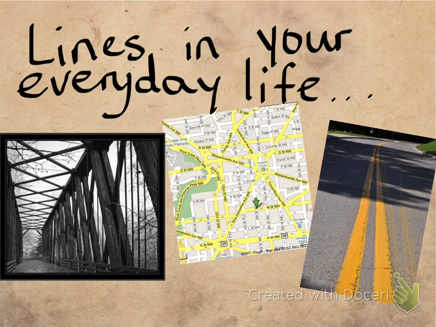You see lines every day in your life. Lines are really important in architecture. You can see here in this picture that there's all types of lines that make up this bridge. Here in this second picture, there are lots of lines on a map. This map represents roads that are actually in Washington, D.C., and the last one is a road. And you could see lines that are painted on roads. Hopefully you've seen those before.